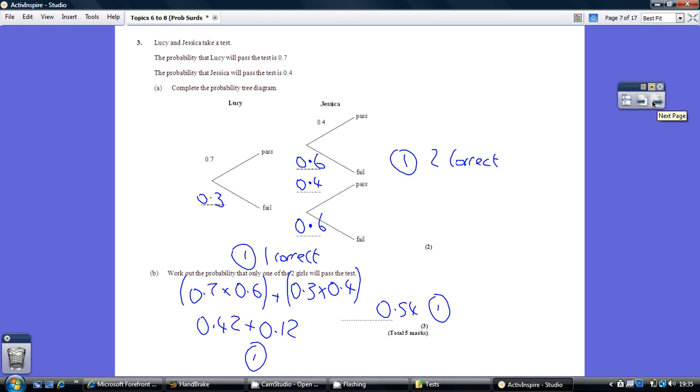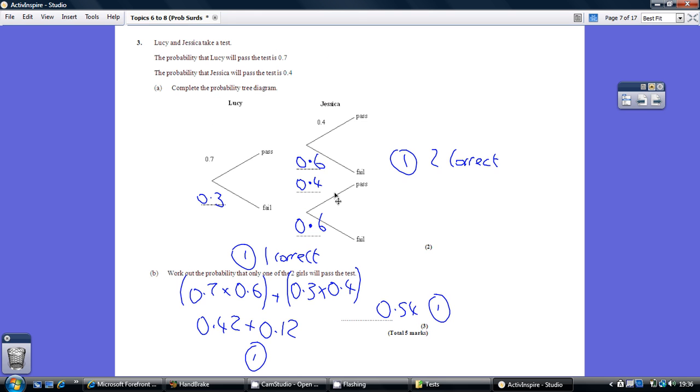Question 3 solution, same idea. 0.7 add 0.3, that's a whole. 0.4 and 0.6, that's a whole. Okay, work out the probability that one of the two girls will pass the test. Okay, so it's either pass, fail or fail, pass.